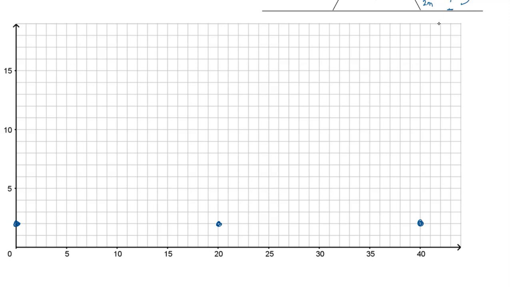So back to it, half the way to 20 is 10, and that's at the maximum height, which is 12. So I'm going to go up to 10 and then up 2 more and put the max height 12. And again, at 30, I can put the max height 12.